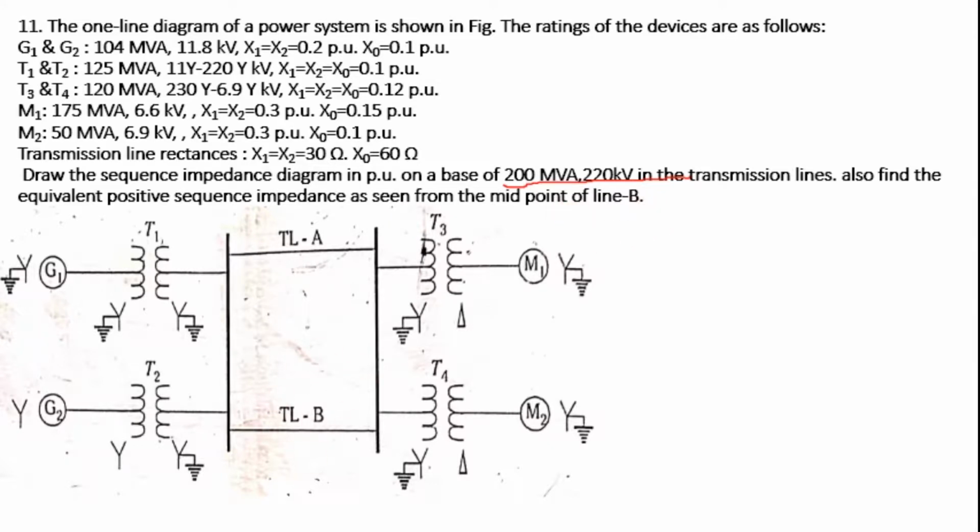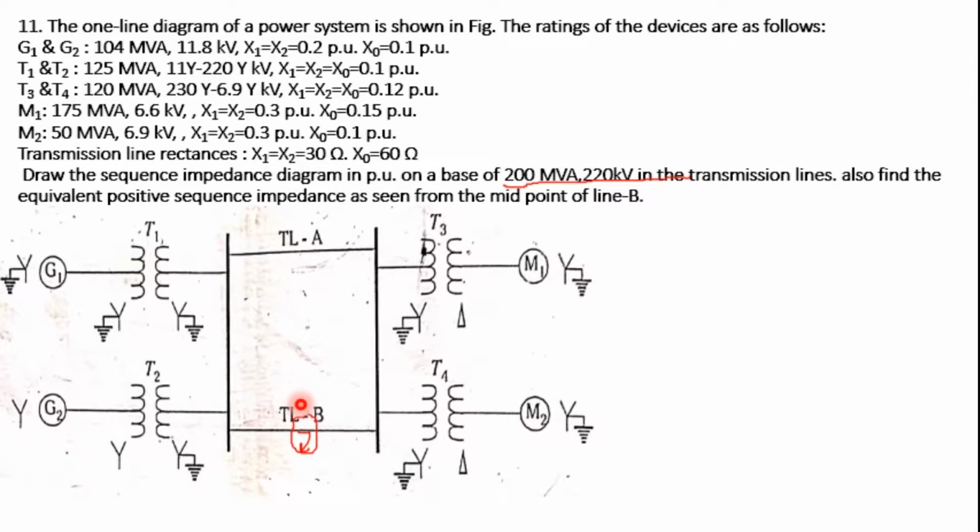Here you can consider that the midpoint means here. Okay, you can consider this is the midpoint. We need to draw the equivalent. So to draw this, first we need to calculate the positive sequence network. Then we need to solve it.